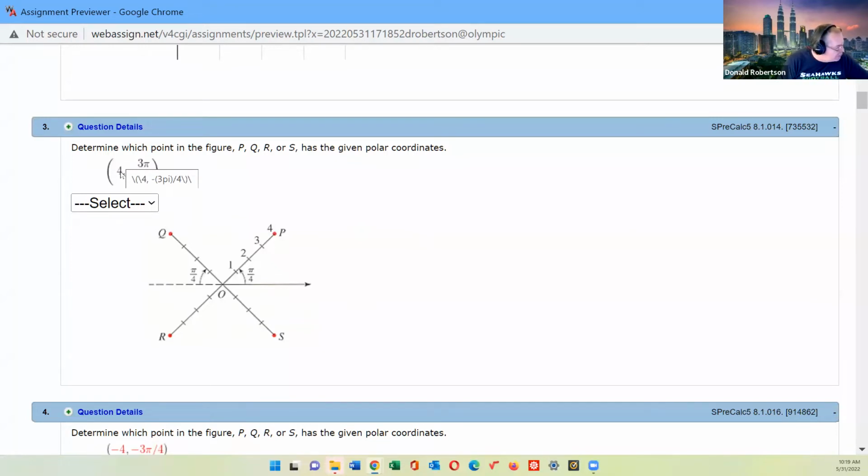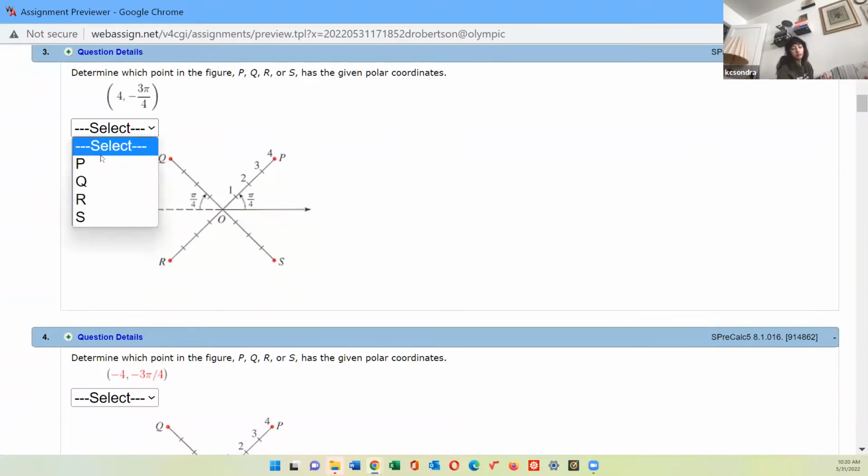You want to find which one of these 4 points, P, Q, R, or S, corresponds to this one. Now, the 4 isn't really going to do you any good because they're all 4. But what is going to be helpful is to look at the angle. If you go -3/4, doesn't that mean you go this way? Not anti-clockwise, but clockwise. So which one of these two would be the equivalent of 3/4 pi? It could only be one of those two. Which is it then? P, Q, R, or S? I'm saying it has to be R or S. It's going to be R.